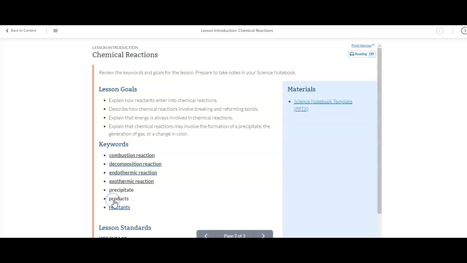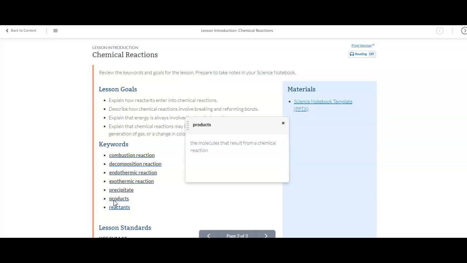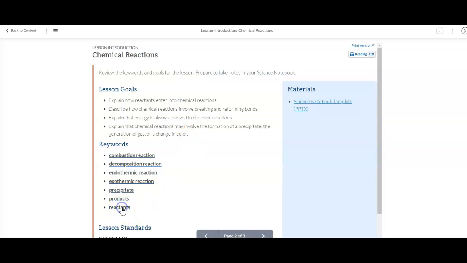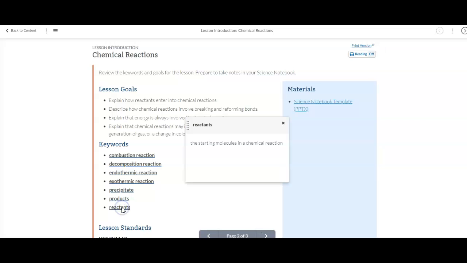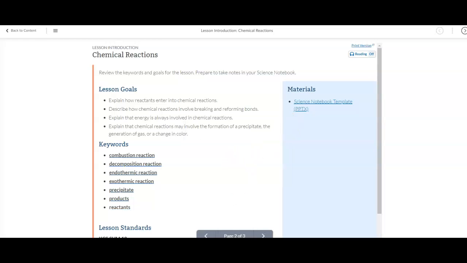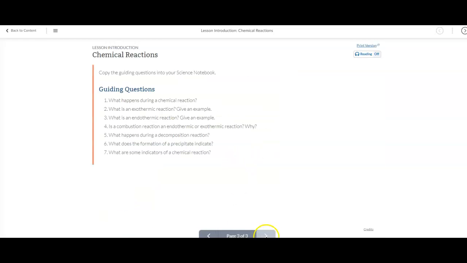And then products are the molecules that result from a chemical reaction. So products, I think of the word produced. So it's what's made. It's on the right side of a chemical reaction. The reactants are the starting molecules in a chemical reaction. That's what's on the left side. Okay, so we got those key words in and we're moving on.